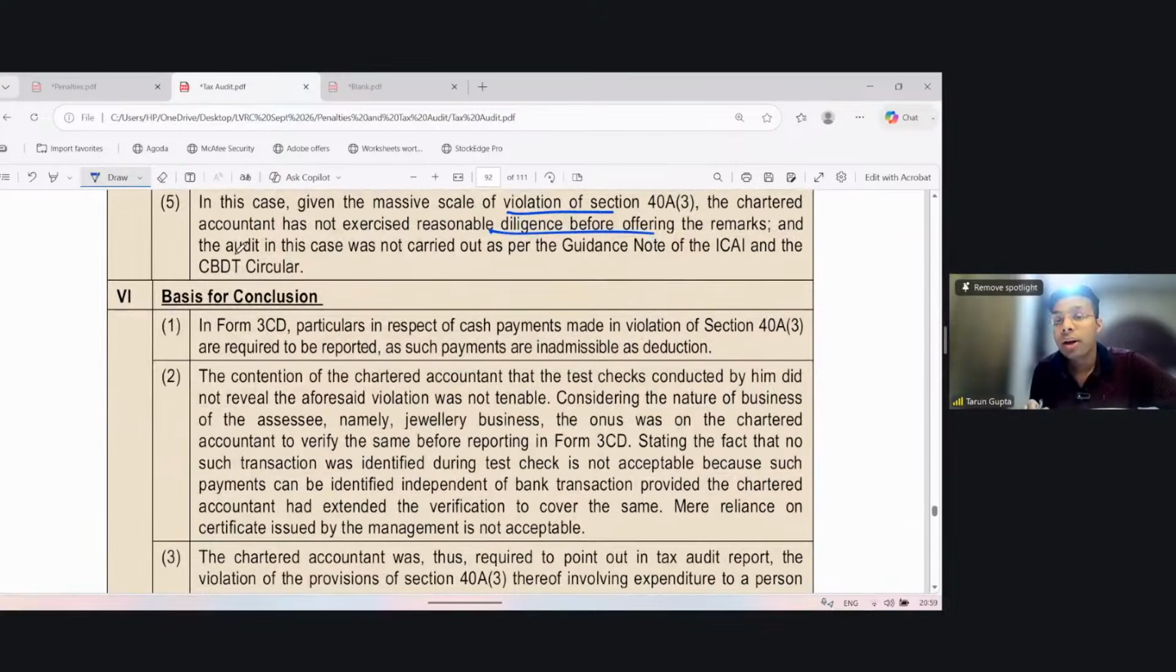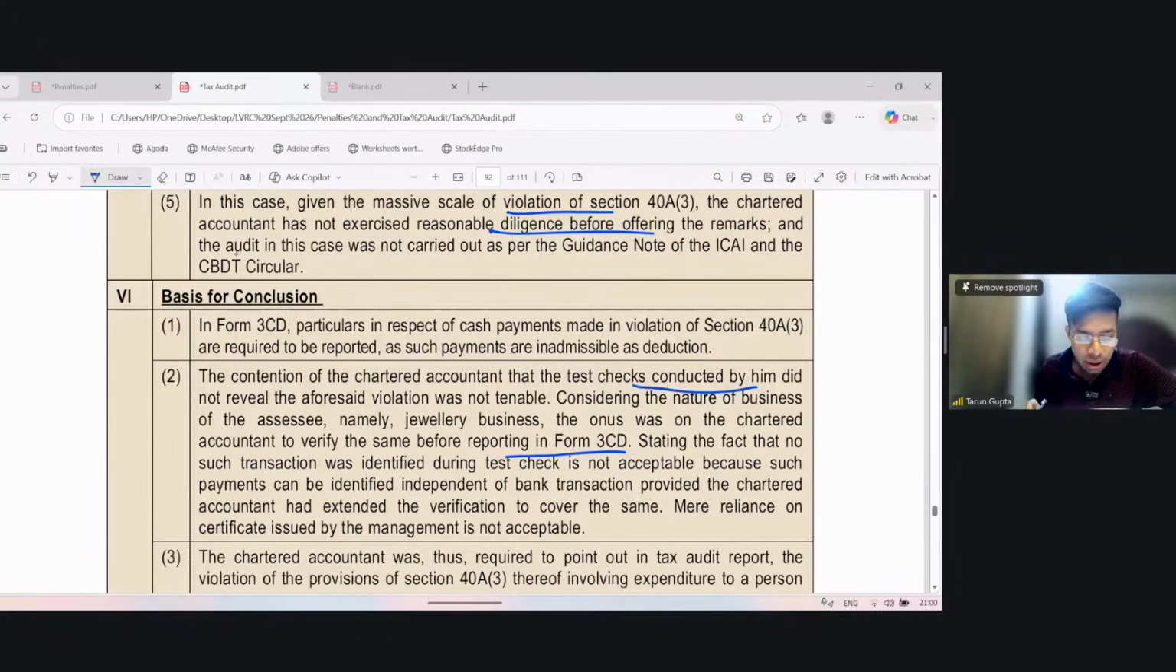There is a specific disclosure for 40A(3) in the tax audit report. The contention of the chartered accountant that the test checks conducted by him did not reveal any of the aforesaid violation is not tenable. Considering the nature of the business of the assessee, namely the jewelry business, the onus was on the chartered accountant to verify the same before reporting in Form 3CD.